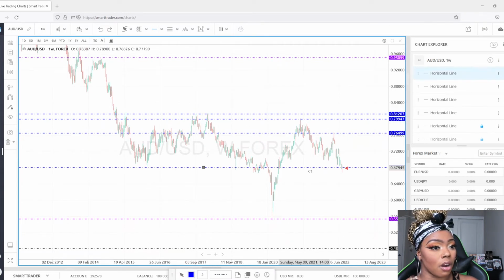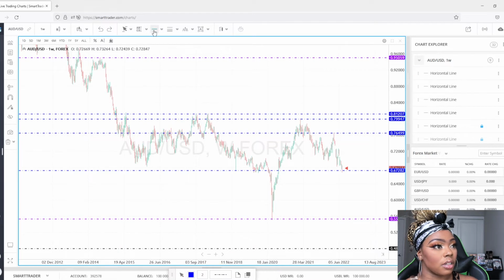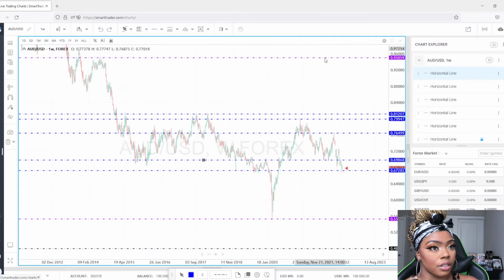But we also got to mark our supports. So we got one right here. This one, and then we have a couple in this range here. Boom, boom, boom, boom, boom, boom.